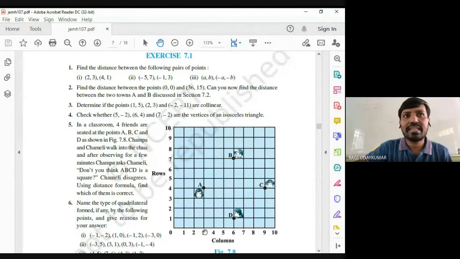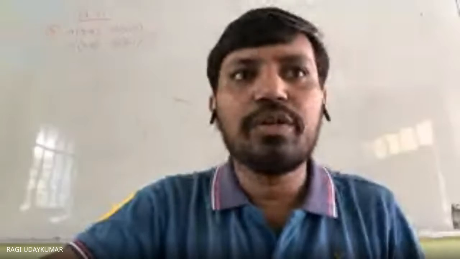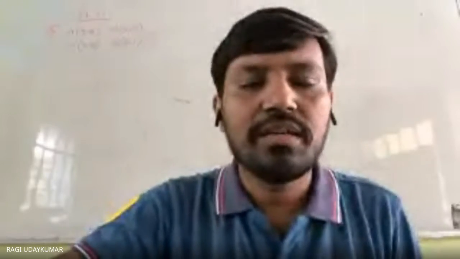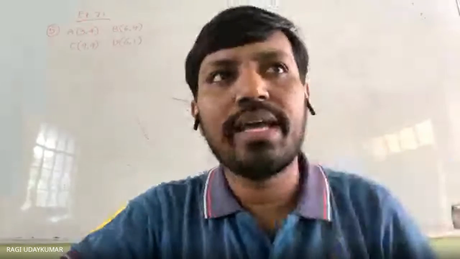A coordinates are 3, 4. B coordinates are 6, 7. C coordinates are 9, 4. And D coordinates are 6, 1. So these are the points given to you. We need to say whether they form a square or not.